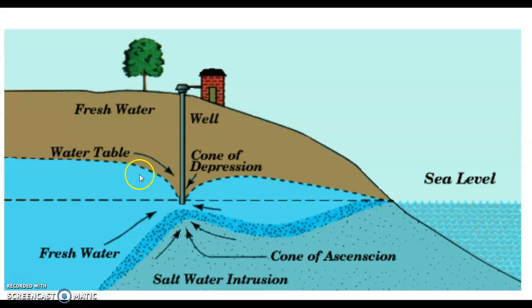But this particular well is being overpumped, and we're seeing something called the cone of depression. A depression is just a dip. So this fresh water is dipping down because it's being overpumped. And because it's being pumped so fast, this fresh water is not able to push back the salt water. So the salt water is being pumped into the well and contaminating the well.